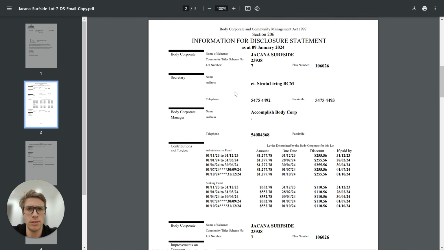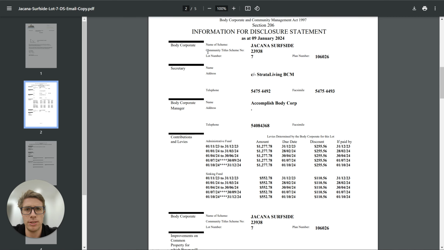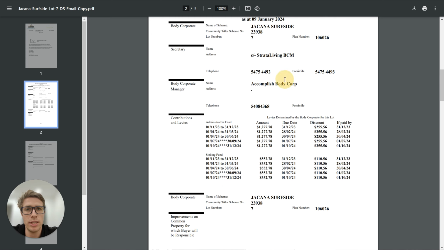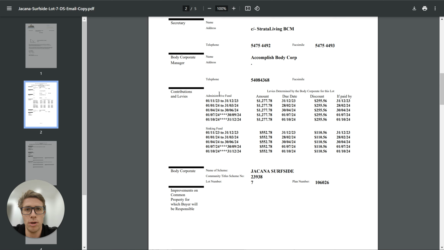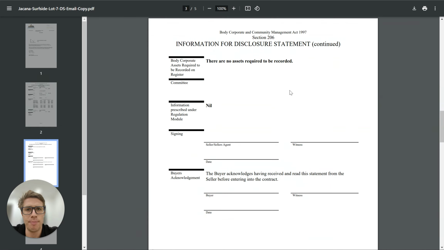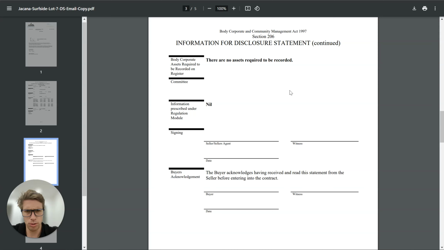So this is the disclosure statement. This has here community title scheme number is this. That's the name, that's the lot, and that's the plan number. This just goes through obviously what the admin funds are, what the sinking funds are, what has to be paid on what date. This has to be a part of the contract as well.